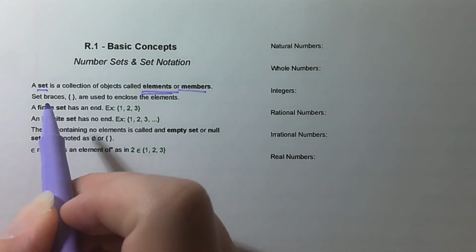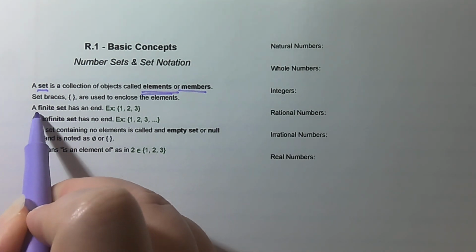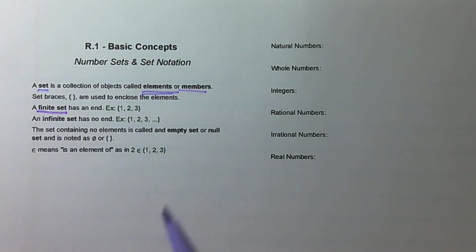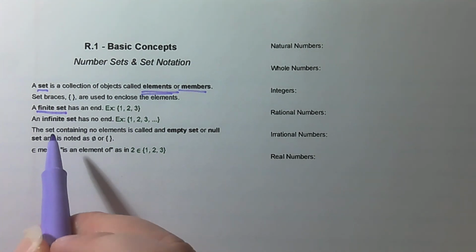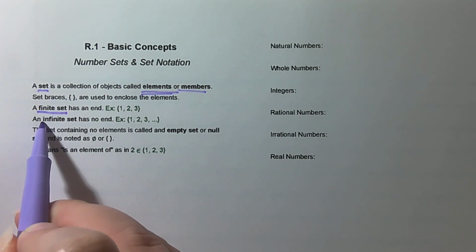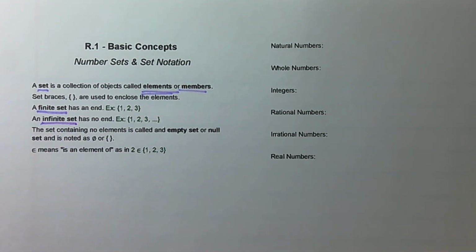A finite set is a set that has a definite ending. If you notice, the example is 1, 2, 3. It has just those three elements, 1, 2, and 3. Whereas when we look at that infinite set, it doesn't end. It's 1, 2, 3, and so on. So I don't have a specific number of elements in that set.